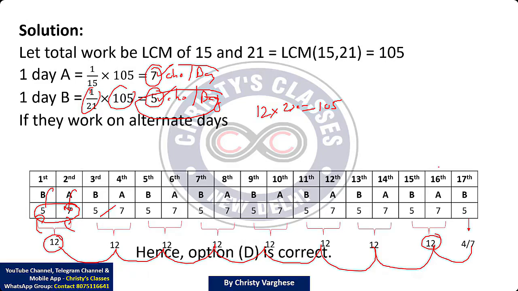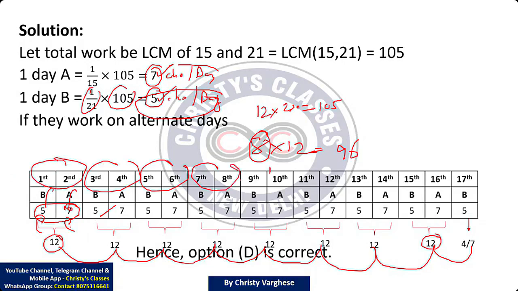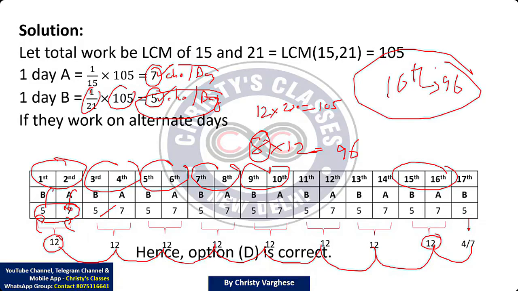उसके लिए 8 pairs चाहिए. 8 into 12, mathematically speaking 8 into 12 is 96. So 8 pairs चाहिए. Pairs means 2 days का pair. 2 days का pair मतलब 16th day complete हो गया. 16th day में 96 chocolates complete हो गया.